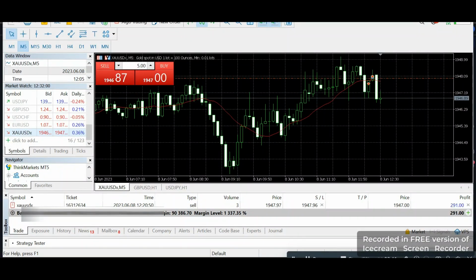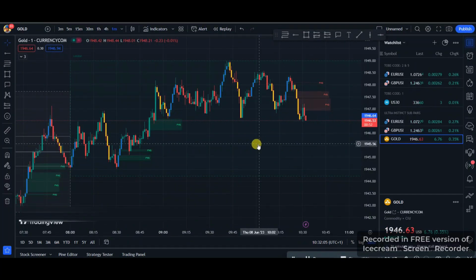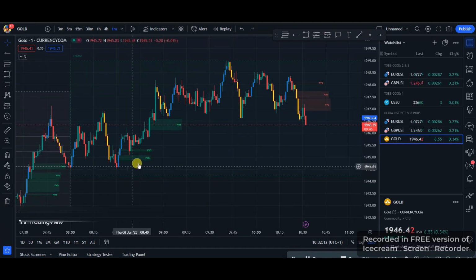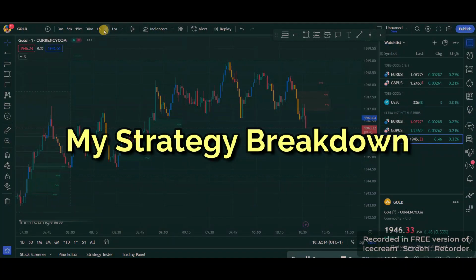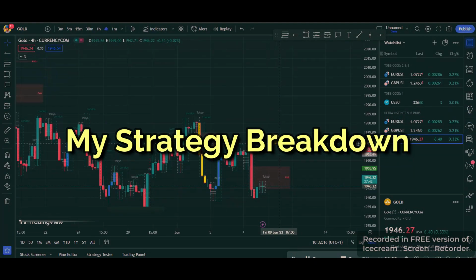So let me see. All right, so the trade is really moving in a very weird situation. So guys, like I said, the strategy I use for this trade is I was looking at the 4-hour time frame. All right, I was looking at the 4-hour time frame.